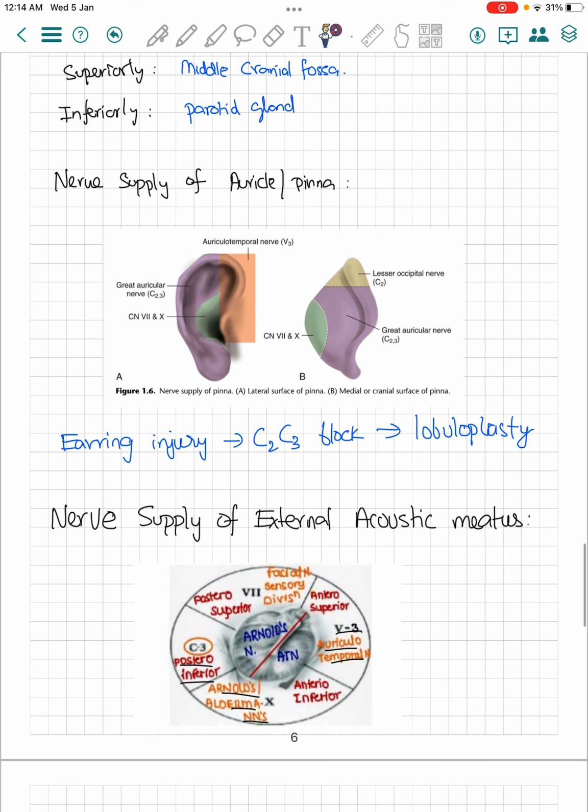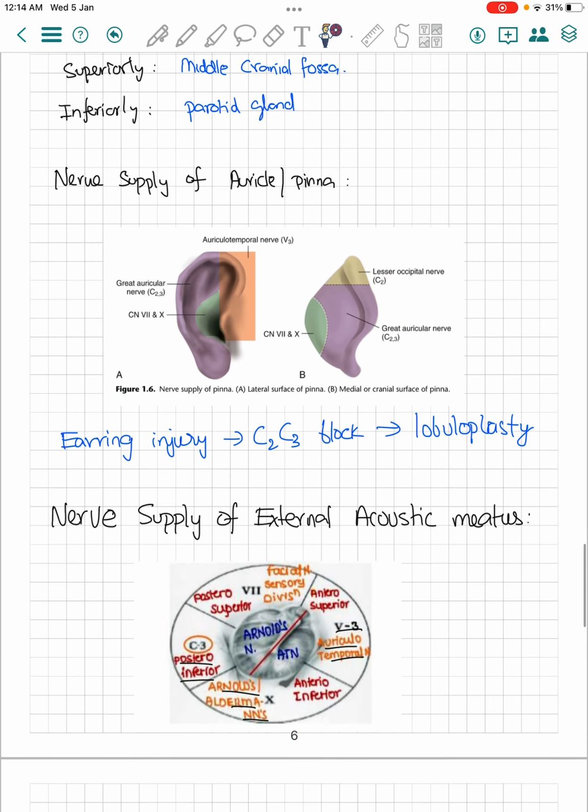The most common problem of the pinna is lobule injury, or earring injury. So if you need to operate, you need to do a C2 C3 block, and then you need to do the lobuloplasty. Then we are going to do the nerve supply of the external acoustic meatus.